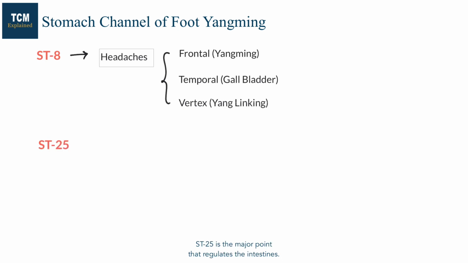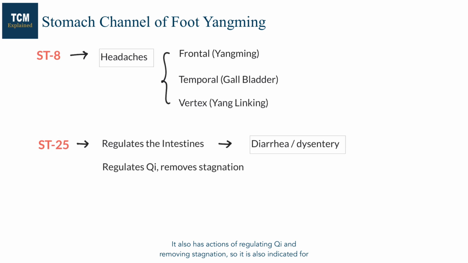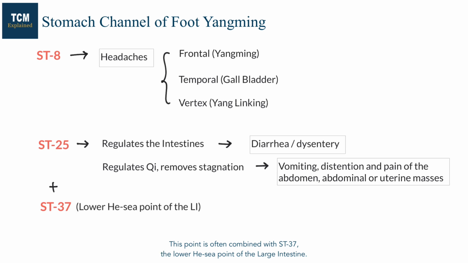ST25 is the major point that regulates the intestines. This point is great for treating any diarrhea or dysentery. It also has actions of regulating qi and removing stagnation, so it is also indicated for vomiting, distension and pain of the abdomen, and even abdominal or uterine masses. This point is often combined with ST37, the lower He-sea point of the large intestine.